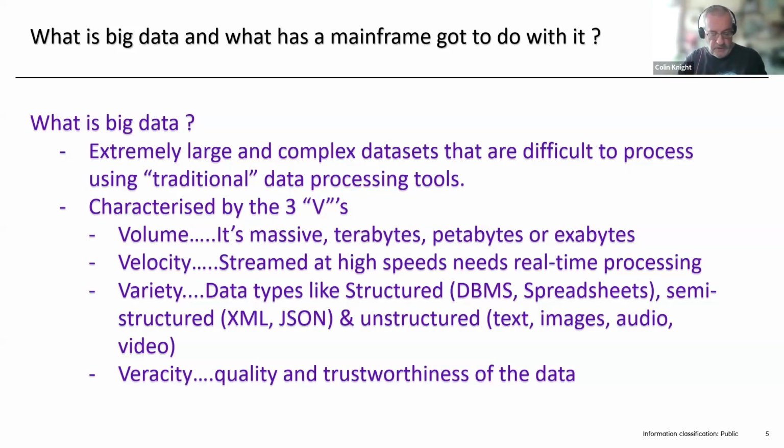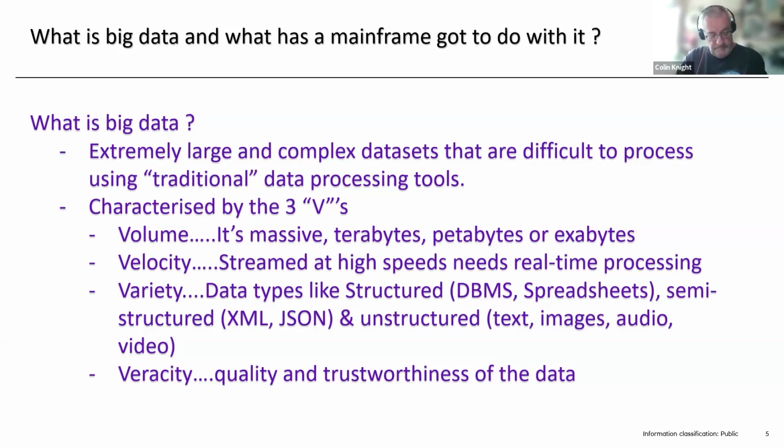So first one is volume. It's really big, massive, terabytes of data, petabytes, exabytes, all of that. Next V is velocity, and you stream quite often in real time. And to analyze that data, you generally need to analyze it in real time as well. So that's certainly a big element of big data, the velocity it comes at you at, and obviously the velocity you want to analyze it at as well.